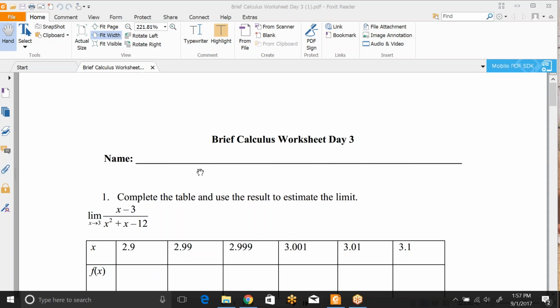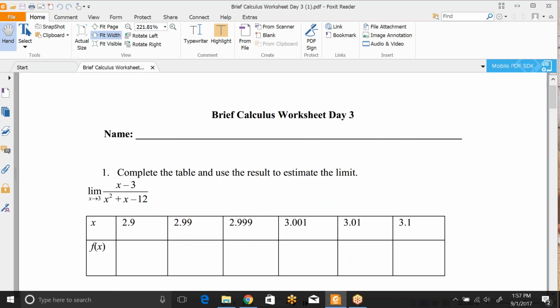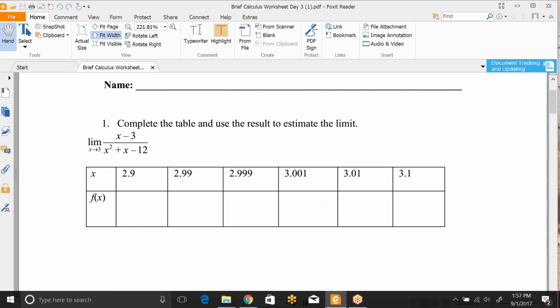This is the Brief Calculus Worksheet, Day 3. This is the one that we didn't have time for in class, and you guys are responsible for watching the video and then commenting on the video. So that's how you're going to get your points for this one.